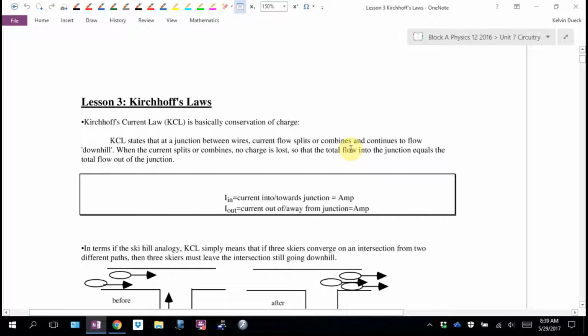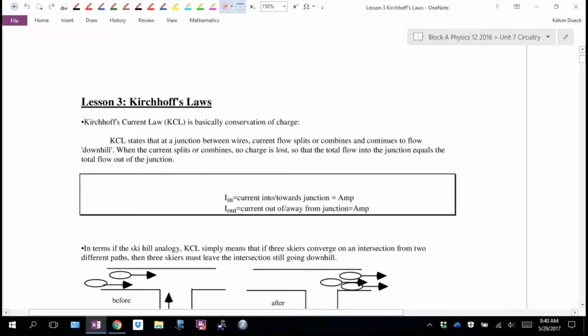There are two main laws for solving circuits. There's Kirchhoff's current law, which I often abbreviate as KCL, and then there's his voltage law. Kirchhoff's current law is basically a conservation of charge. Electrons can't vanish magically. They're stuck inside the circuit. So here's what it says. It states that at any junction between wires, current flow splits or combines and continues to flow downhill. When the current splits or combines, no charge is lost, so that the total flow into a junction equals the total flow out of a junction.